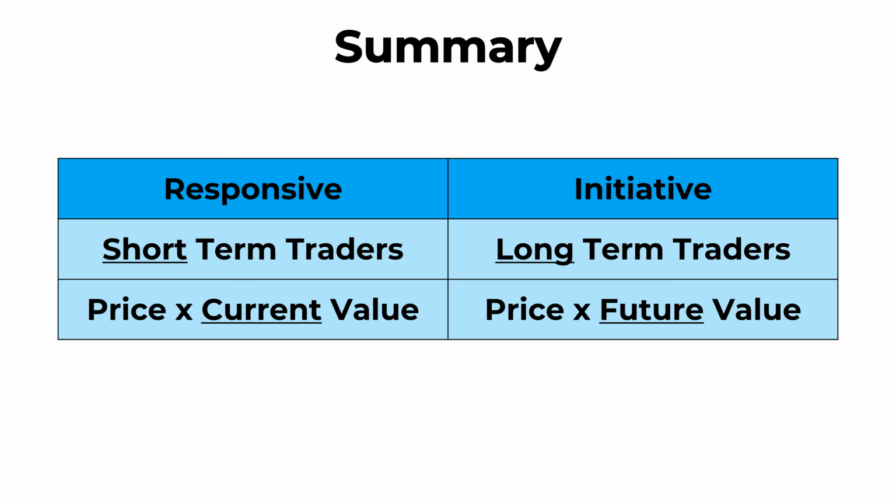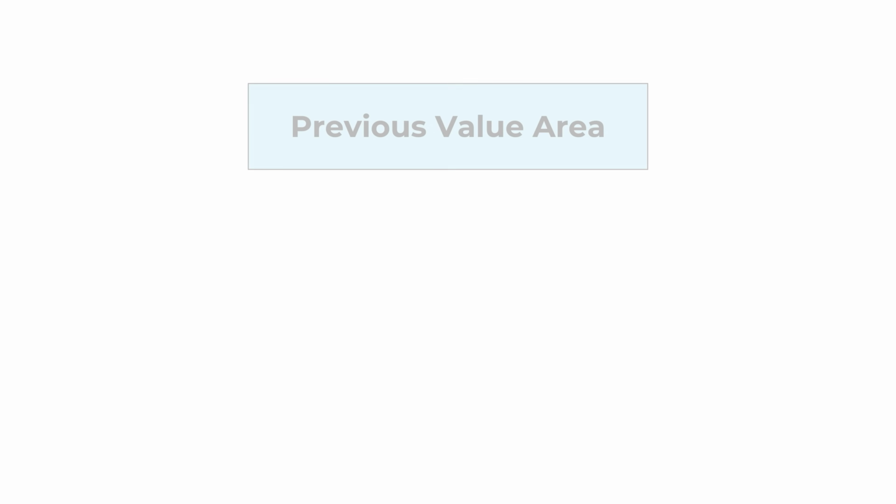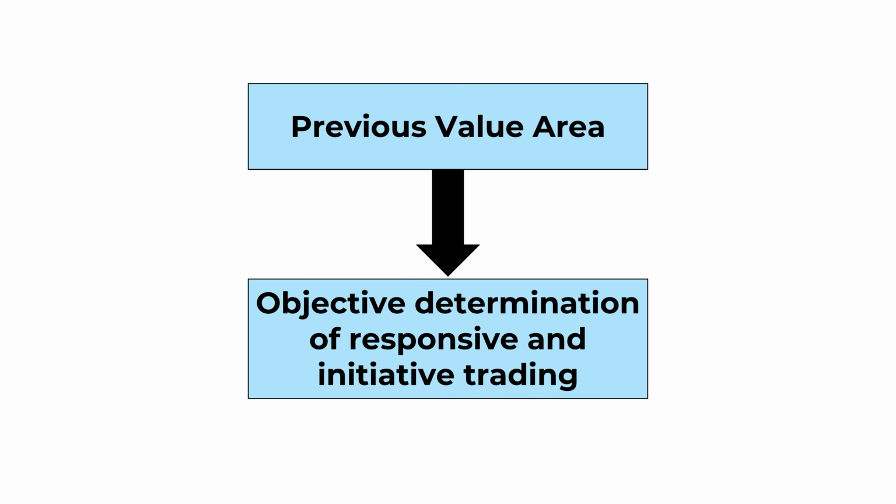The value area of the profile can change throughout the day, which makes the determination of responsive and initiative action trickier. What market profile traders do is to use a reference point that has been fully established in order to determine buying and selling activity. This reference point is the previous value area. Let's define responsive and initiative trading again, but now using the objective reference point of the previous day's value area.